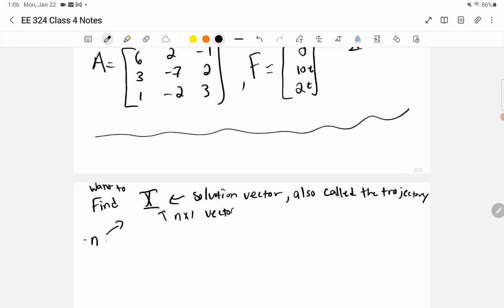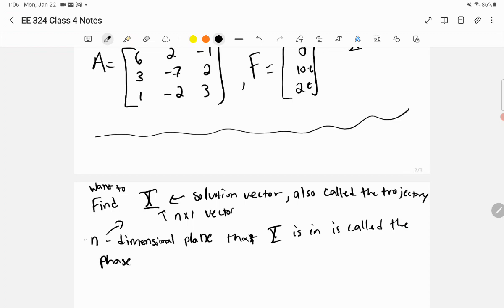The n-dimensional plane that x is in is called the phase plane. So you might hear me use this term, phase plane, when discussing these systems of differential equations.